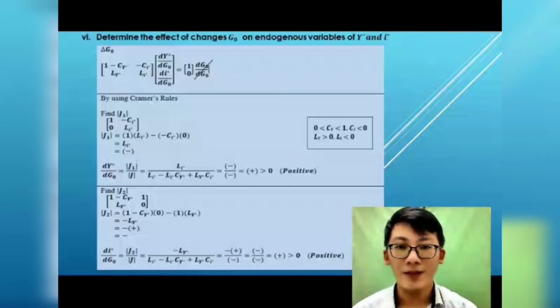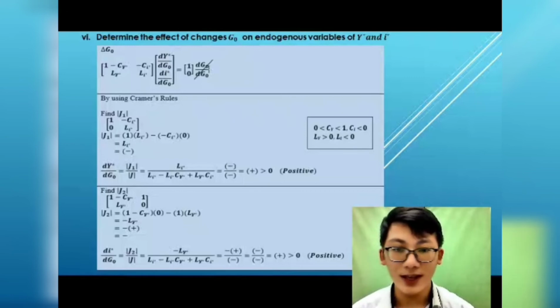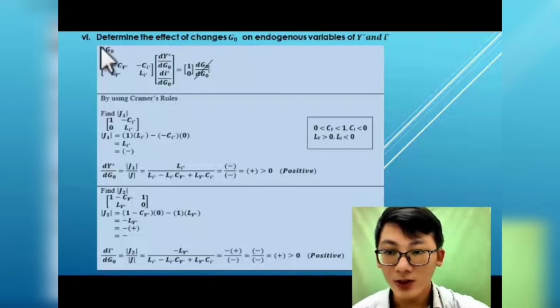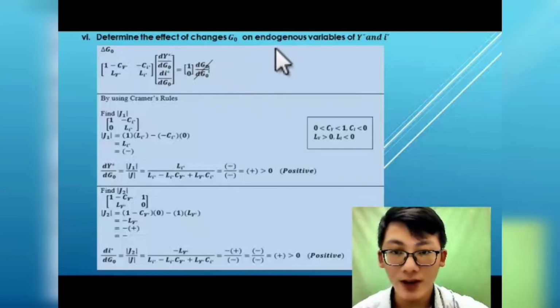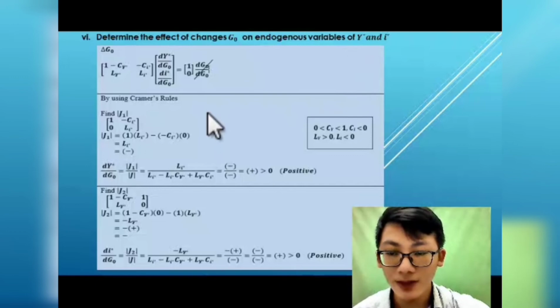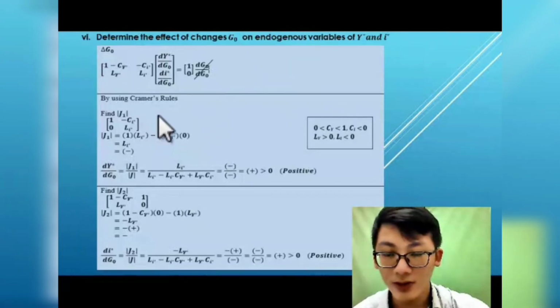Good day, Miss. My name is Song Dong Nan, and my matrix number is 269x65. I am from Group B5, and I will be in charge of question 6 and question 7. So question 6 is determine the effect of transgenal on the endogenous variables y and I. To solve this question, we use Cramer's rule.